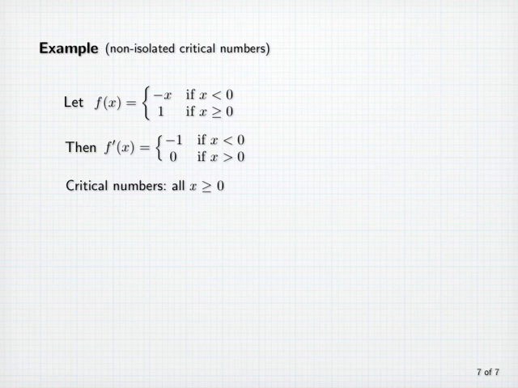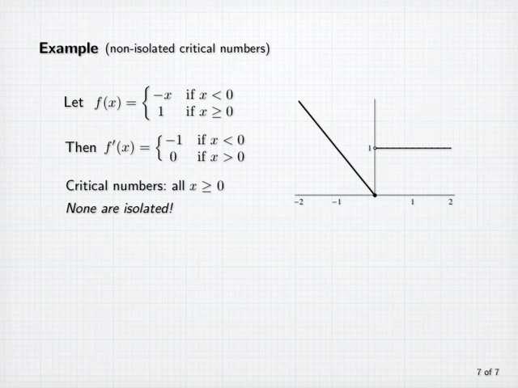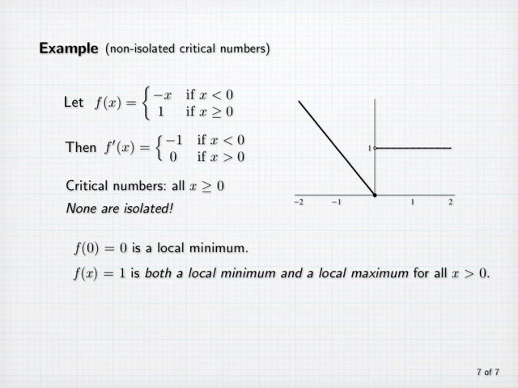None of these are isolated because given any one of them, every open interval surrounding it must contain another one. Now let's have a look at the graph of this function to make sense of what's happening at these critical numbers. The graph makes it clear that f of 0, which is 0, is a local minimum, and for every x greater than 0, the value there, which is 1, is both a local minimum and a local maximum. In fact, anytime a function is locally constant, that constant value is both a local minimum and a local maximum.